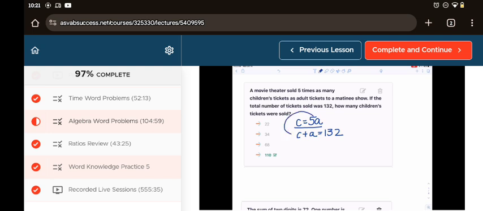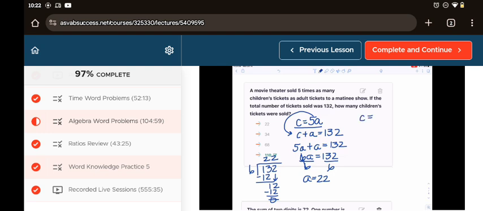So now I can take this C equals 5A, and I can replace the C in the second equation with 5A, because C is equal to 5A. So this becomes 5A plus A equals 132. Now I just combine like terms and I solve. 6A equals 132. I divide by 6. 132 divided by 6. 6 times 2 is 12. Bring down the 2. 6 times 2 is 12. So adults equals 22. Now I'm looking for children's tickets sold.